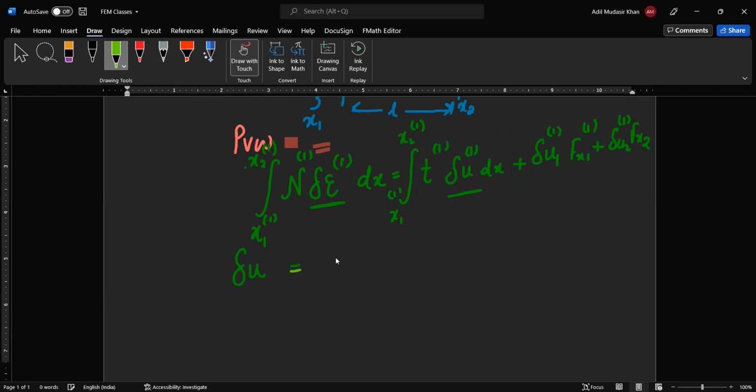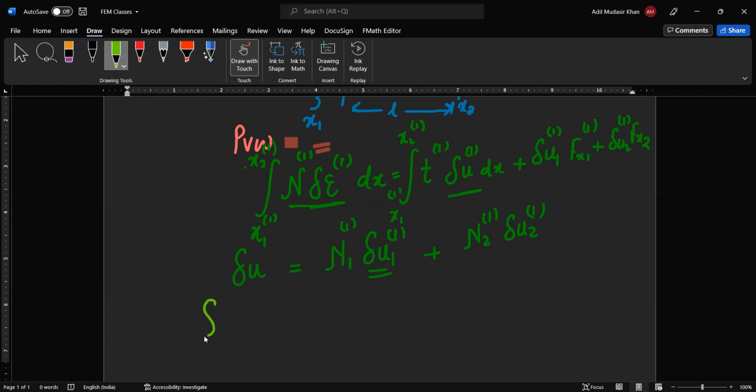The virtual displacement is N1, a shape function, times delta u1, the nodal value of the displacement at node 1, plus N2 delta u2 for element 1. We can do it like this because we already know that the displacement can be written in terms of the shape function. Now what about this strain?